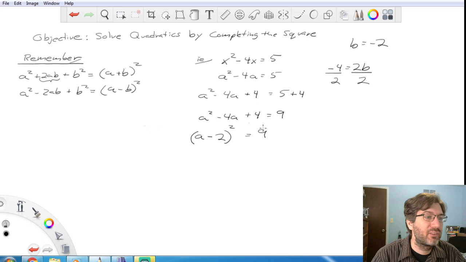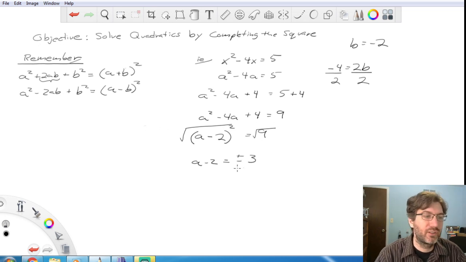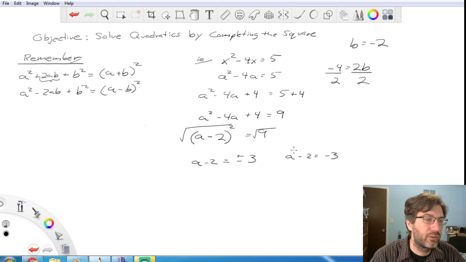Once we get this part here, we can go ahead and take the square root of both sides. I take the square root of this side, and the square root of this side, and this is going to equal a minus 2 equals plus or minus 3. Because again, the square root of 9 gives you the plus version and the negative version. If you're more comfortable, you can split that up: a minus 2 equals negative 3 over here, and the positive 3 over here. And you can solve for a.